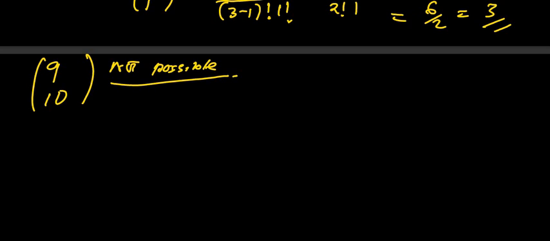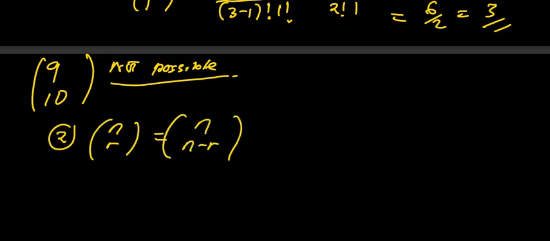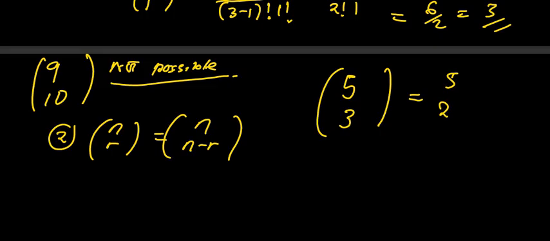Then aside from that equation, we have the second one, which is n choose r is the same as n choose n minus r. They're just telling us that if I give you 5 choose 3, it's the same answer as 5 choose 2. 5 minus 3 is what? 2, right? So this is the same thing. The number of ways of choosing 3 things from 5 things is the same as the number of ways of choosing 2 things from 5 things.